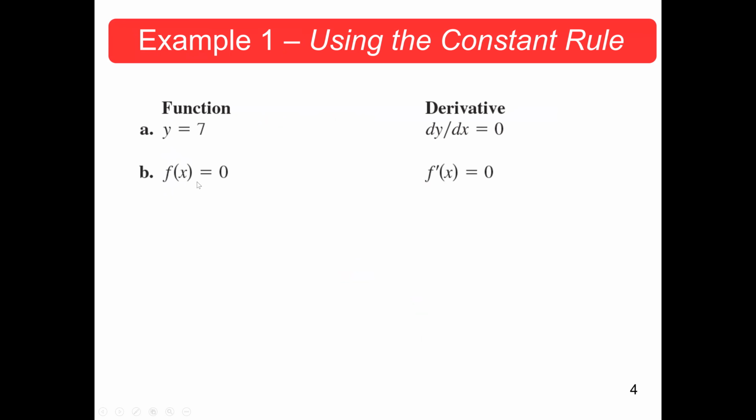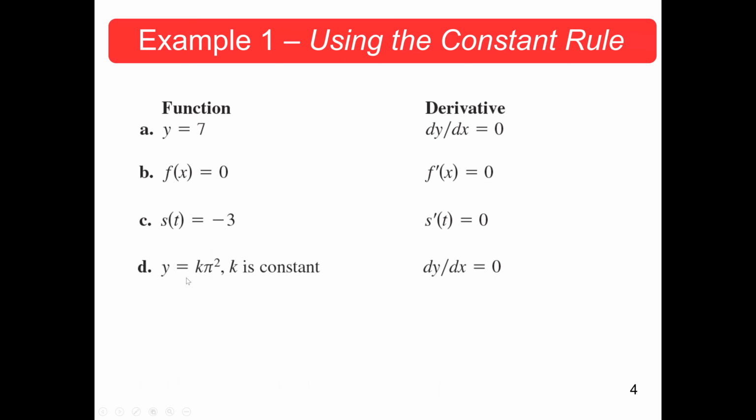Now the function f(x) equals 0. The derivative of f(x) also is 0. Now, s(t) equals -3. -3 is a constant value. So the derivative of s(t) is 0.